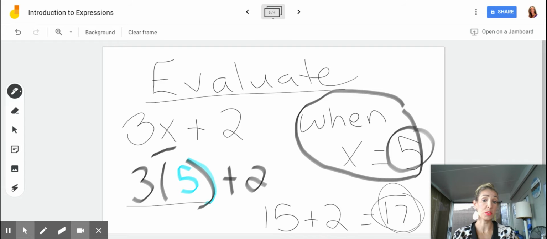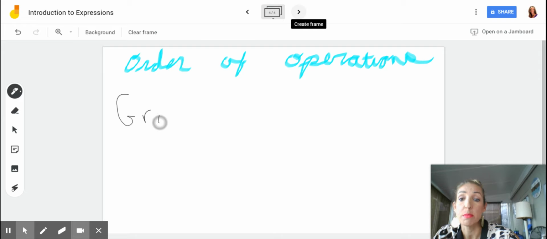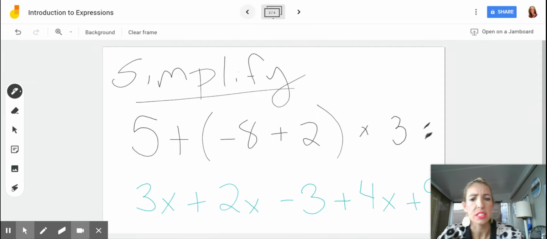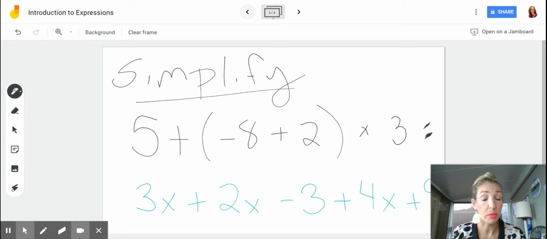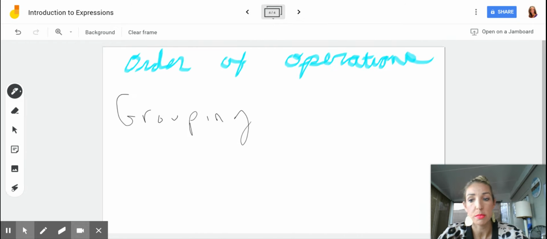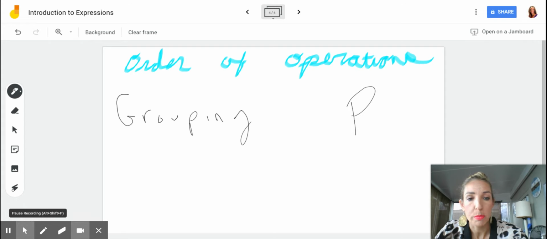Now, how did I know to multiply before adding? Well, order of operations. So with order of operations, you do any grouping symbols that you see first. So if I go back a couple slides to that first black example, because the negative 8 plus 2 is in a set of parentheses, it's a form of grouping. So they want us to do that first. So any kind of grouping symbol, you're going to go ahead and do that first, which the most common grouping is what you saw, parentheses. So I'm going to put a P there.